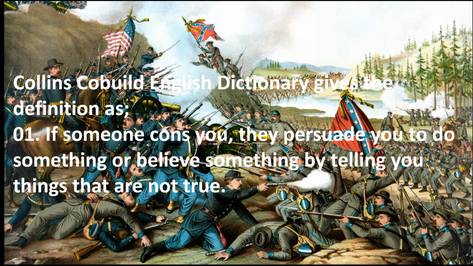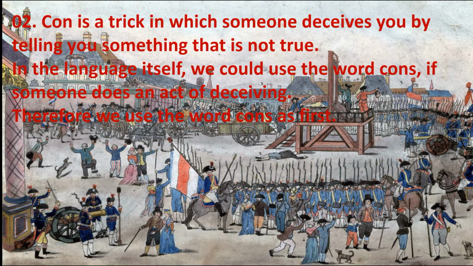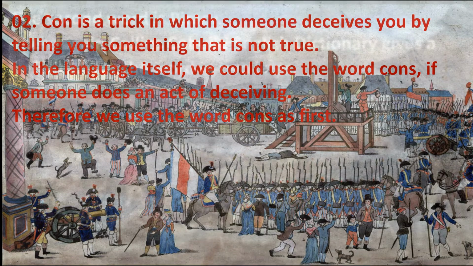Collins COBUILD English Dictionary gives the definition as: 1. If someone cons you, they persuade you to do something or believe something by telling you things that are not true. 2. A con is a trick in which someone deceives you by telling you something that is not true. In the language itself, we could use the word cons if someone does an act of deceiving. Therefore we use the word cons as first.